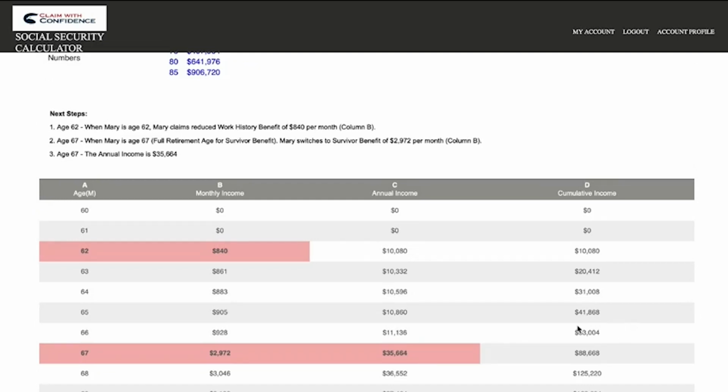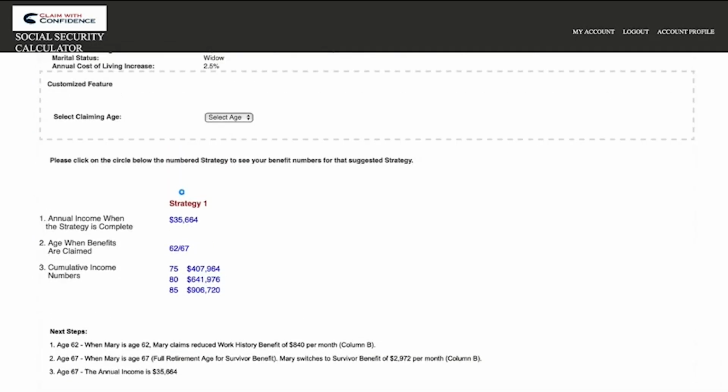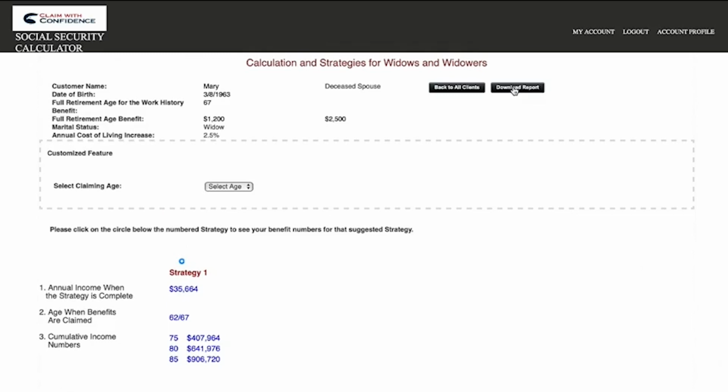Now, this number over here, $53,004, that's the amount of Social Security income Mary would receive by claiming her own benefit at age 62 all the way up to age 67 when she makes the switch. She'd receive $53,004 in Social Security income from her own reduced benefit. And down here you have the cumulative totals of Social Security income Mary would have earned at age 75, at age 80, and at age 85. And once again, you go back up top, you can download this report.